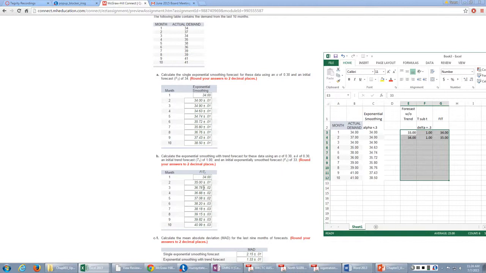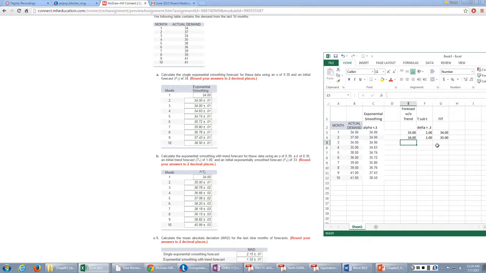Okay, and so if we look, the forecast including trend for time period 1 is 34. The forecast including trend for time period 2 is 35, and we can just continue that on down. So let me do one more example, and then we'll just copy and paste the formula.